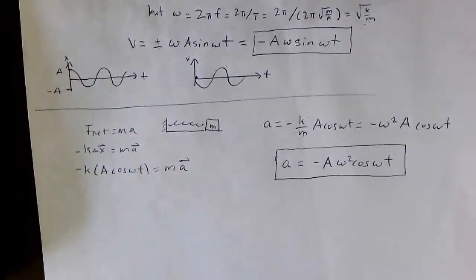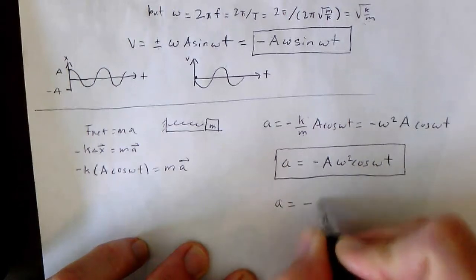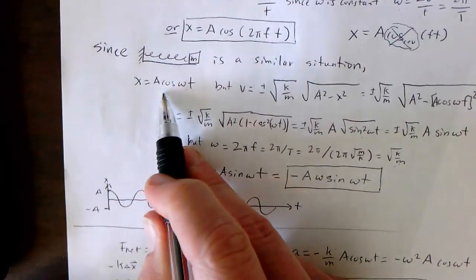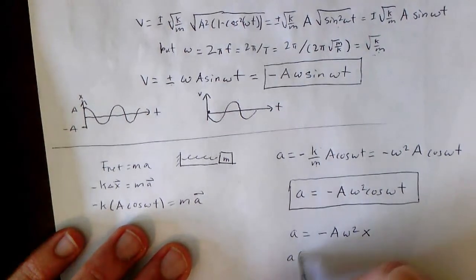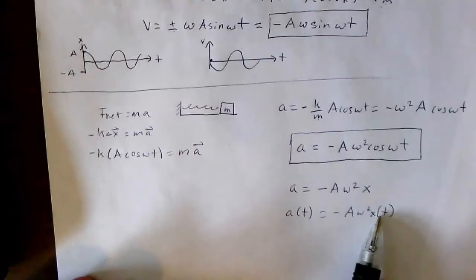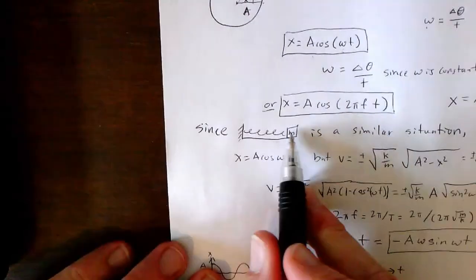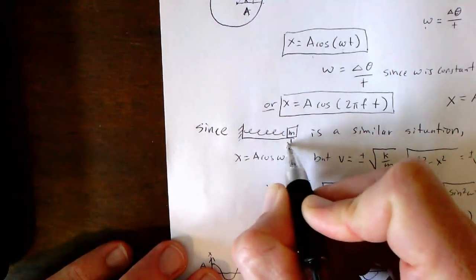You can notice some things from this, particularly, and this should not surprise you. a is equal to minus a omega squared, but cosine omega t is the same thing as that x position. So we're kind of saying a of t is minus omega squared x of t. So if the position is positive, the acceleration is negative. If the position is negative, the acceleration is positive. That should not surprise you, because if the position is positive, where we called the relaxed length the 0 spot, suppose this is at the relaxed length.